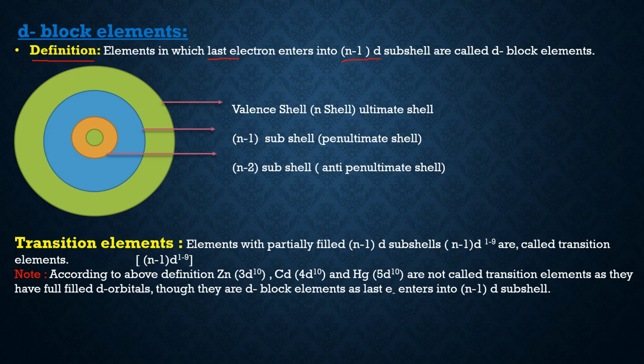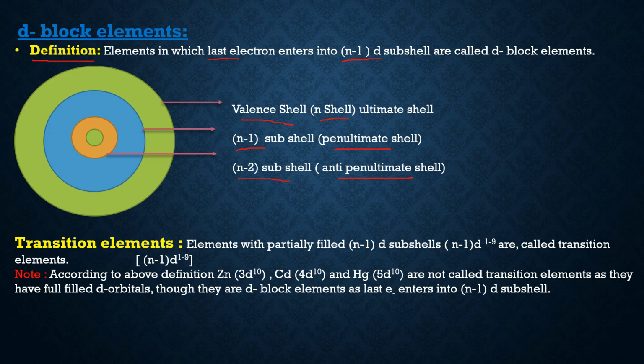Now what is the ultimate shell, penultimate shell and anti-penultimate shell? So see the figure here. The outermost shell is called the valence shell or the nth shell. Similarly, the second last shell is called the n-1 shell or penultimate shell, and the second inner shell is called the n-2 shell or anti-penultimate. Now we know that we have four types of subshells: S, P, D and F.